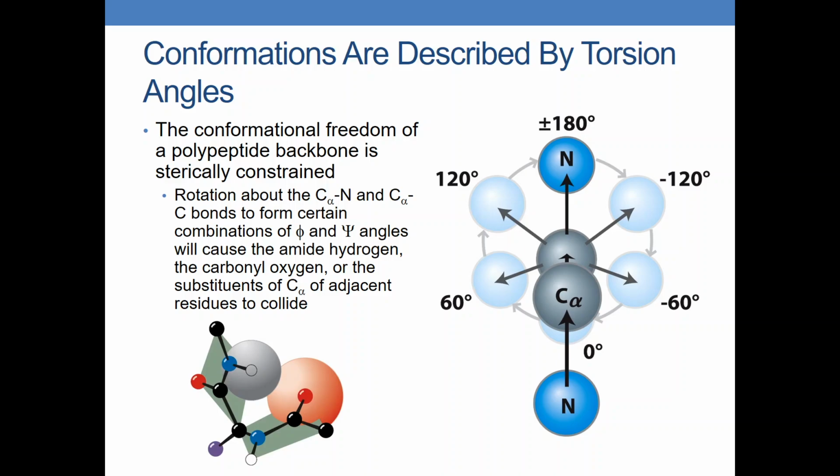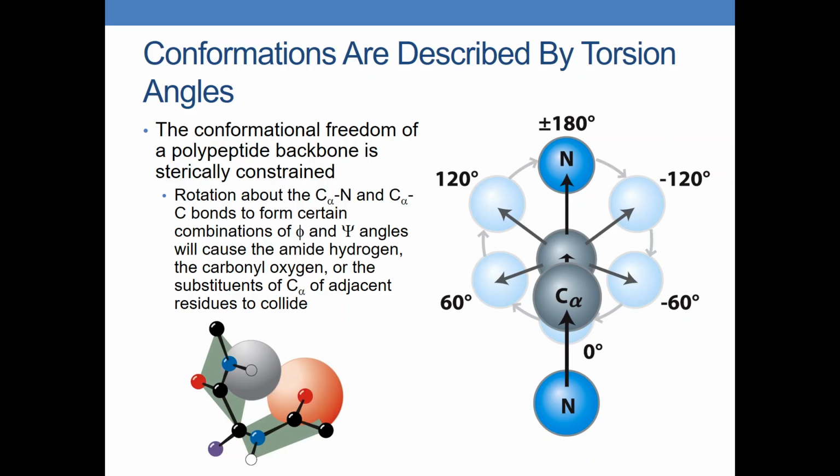There are other combinations of phi and psi dihedral angles, where rotation about the C alpha nitrogen and C alpha carbonyl carbon bonds causes the amide hydrogen, the carbonyl oxygen, or substituents on C alpha positions to collide, which is what you're seeing here. So here you have a steric collision between the carbonyl oxygen and the amide hydrogen.